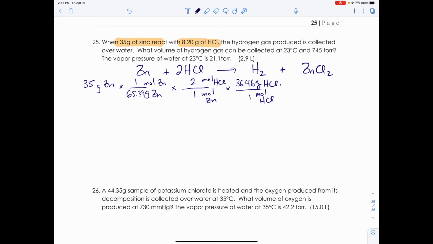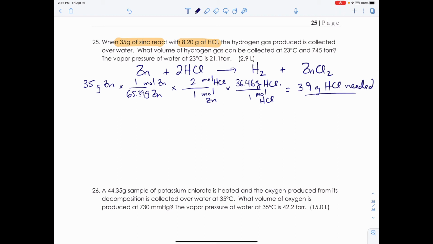So 35 grams of zinc divided by 65.39 gives me moles of zinc, times 2 gives me moles of acid, and times 36.46 gives me grams of acid. So we need 39 grams of acid to use up all of our zinc.